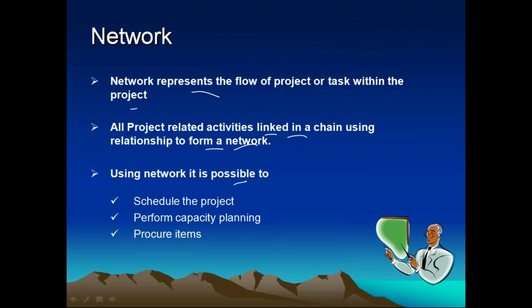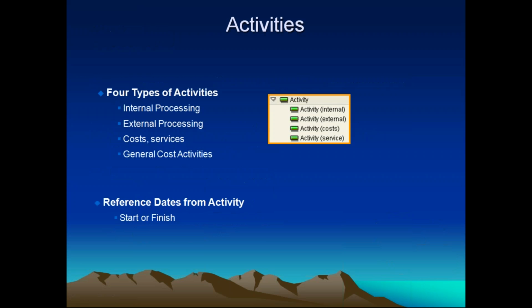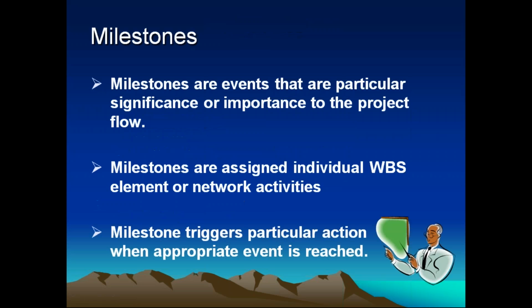Using the network, it is possible to schedule the project. That means how many months or years it will take, what the starting date is, what the ending date is, and to perform capacity planning. We are also doing planning for this project and procuring items based on these activities. Activities are of different types: internal processing, external processing, cost and service related, and general cost activities, with reference dates from the activity. The starting date and ending date of the activities we can also configure.